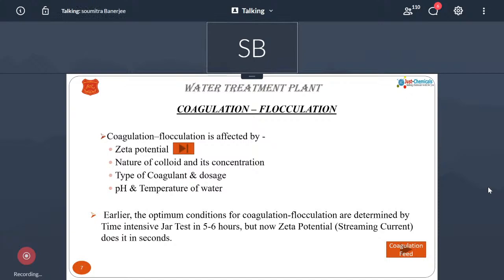The point over here is, earlier the optimum conditions for coagulation and flocculation were time intensive. It was taking 5 to 6 hours. Now zeta potential, the streaming current, does it in seconds.